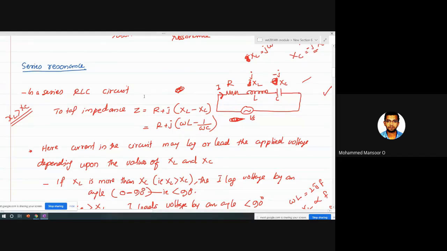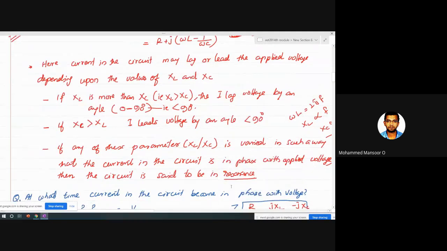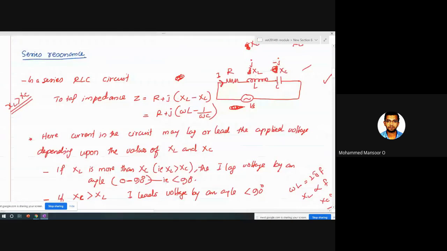Impedance will be less. As impedance is less, what about the current? Current is maximum. Clear? So as current is maximum, what about the potential drop across XL and XC? Here the current is more, and there is only resistance. These two get neglected, they cancel each other out.